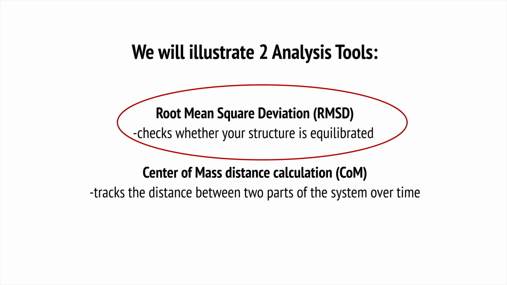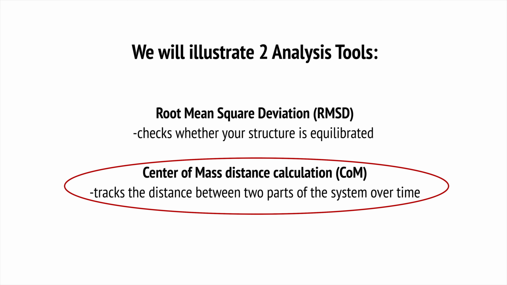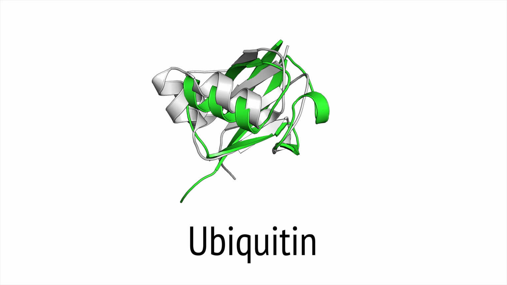The first is to study the root mean square deviation of your structure from the initial position, thereby checking whether the structure is equilibrated. And the second is to compute the distance between two distinct parts of the system over time. To illustrate these functions, we will continue to use the ubiquitin protein, which we ran an MD simulation on in the first tutorial.